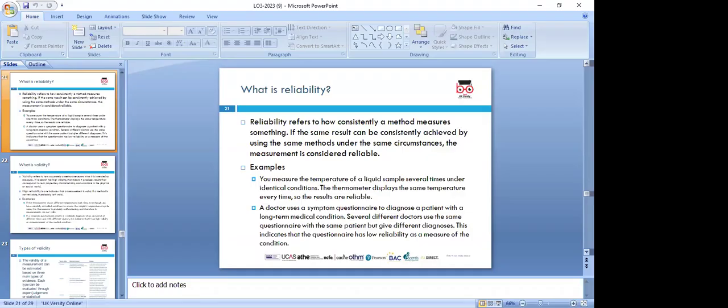As often as you use a thermometer, you get the same measurement. It is reliable. Okay? When a doctor uses a symptom questionnaire to diagnose a patient with a long-term medical condition, and several doctors use it and do not get the same result, it means it's not reliable. Several different doctors use the same questionnaire with the same patient but give different diagnoses. This indicates the questionnaire has low reliability as a measure of the condition. You check your weight and your weight machine tells you you are 70, and then you check one hour later, it tells you you are 80. It is not reliable. Okay?